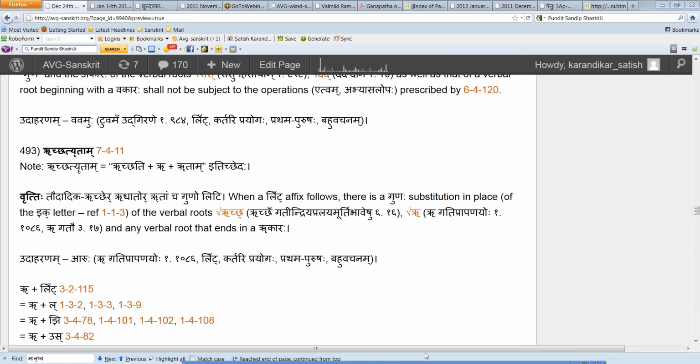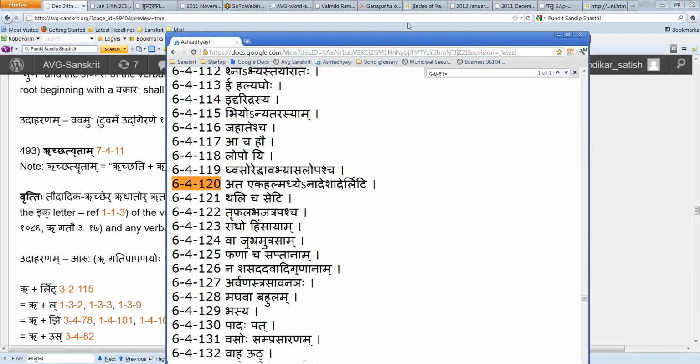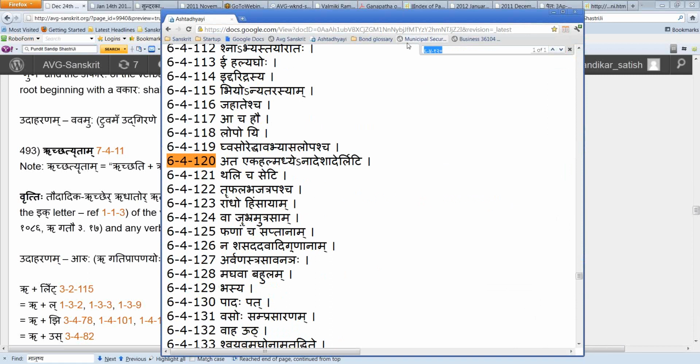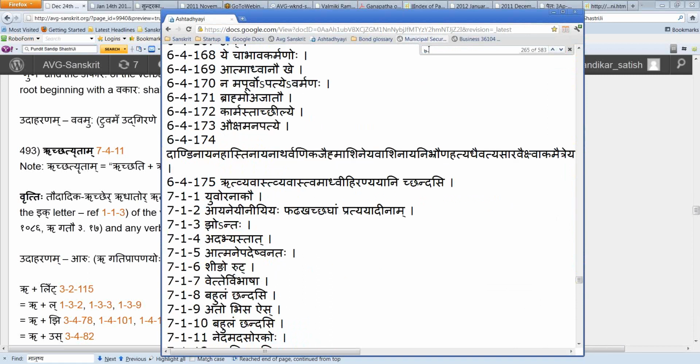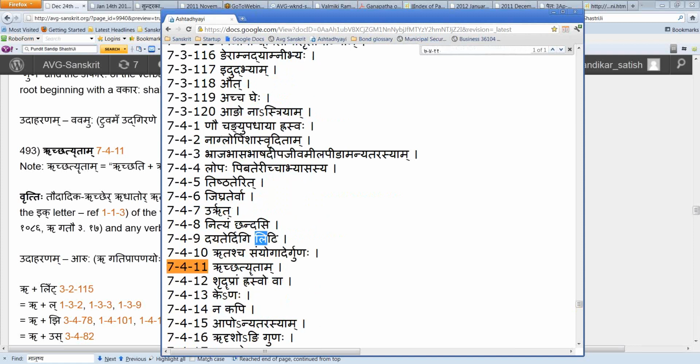So let's look at this section. What is the section we're jumping to now? The danger of this, as I said, is that when we pick rules from different parts of the Ashtadhyayi, we should keep track of where we are. So right now we are going to 7.4.11. There is anuvritti coming of liti and gunaha. Guna is coming down there. In fact, today we're also going to see the sutram 7.4.10 later on in the class. But right now let's look at 7.4.11, which is Richetya Rutam.